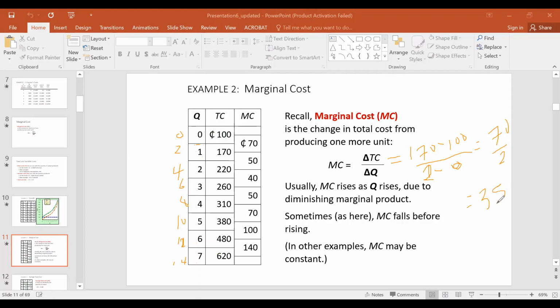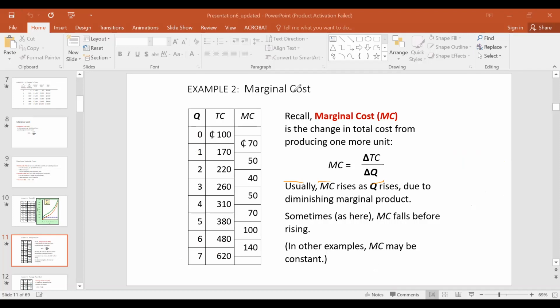This is what students tend to forget because they are used to a case where the numbers differ by 1, 1, 1, 1. So keep an eye on that. There's another useful piece of information on this slide. It says usually marginal cost rises as output rises due to diminishing marginal product. Sometimes marginal cost falls before rising. In other examples, marginal cost may be constant.